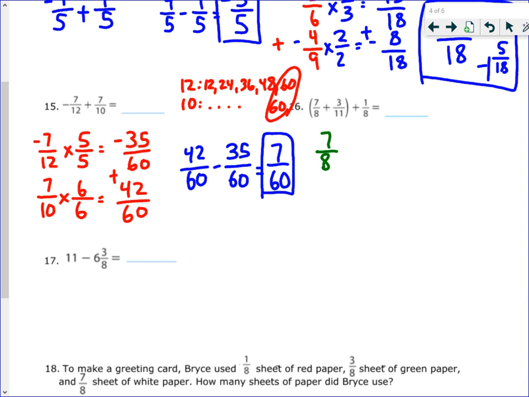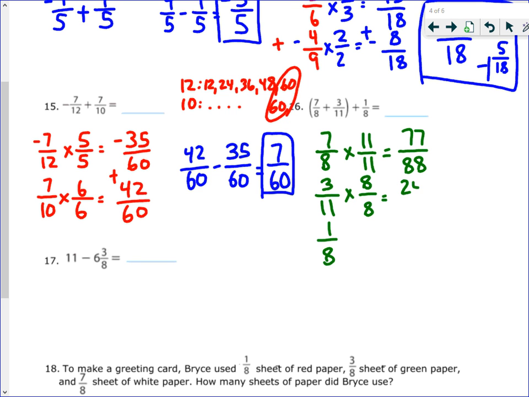Thankfully, we're just adding them all, so it shouldn't be too hard. We're adding all these, and we're changing it to be 88 on the bottom. So 77 there. This one I need to multiply by 8 over 8, so 24 over 88. And this one I need to multiply by 11, which gives me 11 over 88.